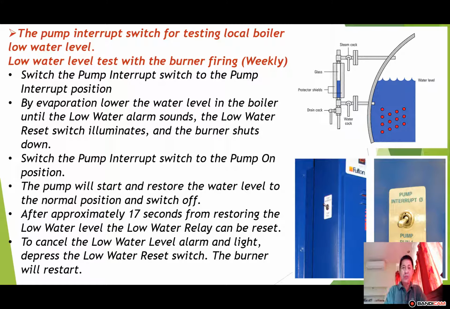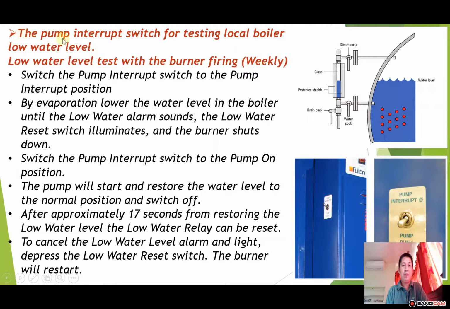So here we have a component, or a part of a boiler. These are parts of a boiler concerning the procedure on how to test the boiler gauge glass.